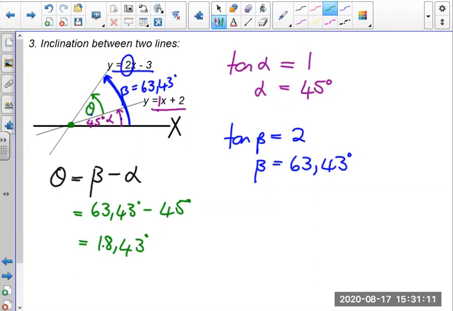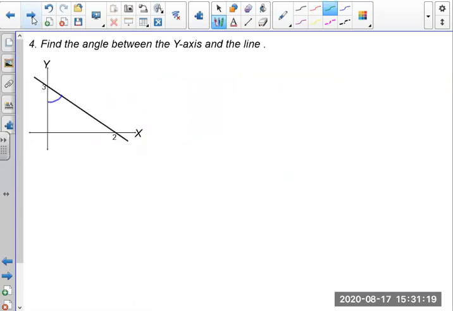So that's another way of asking something about inclination. Let's see how else I can ask it. Find the angle between the y-axis and the line. They are talking about this blue angle here, so let's call it theta.